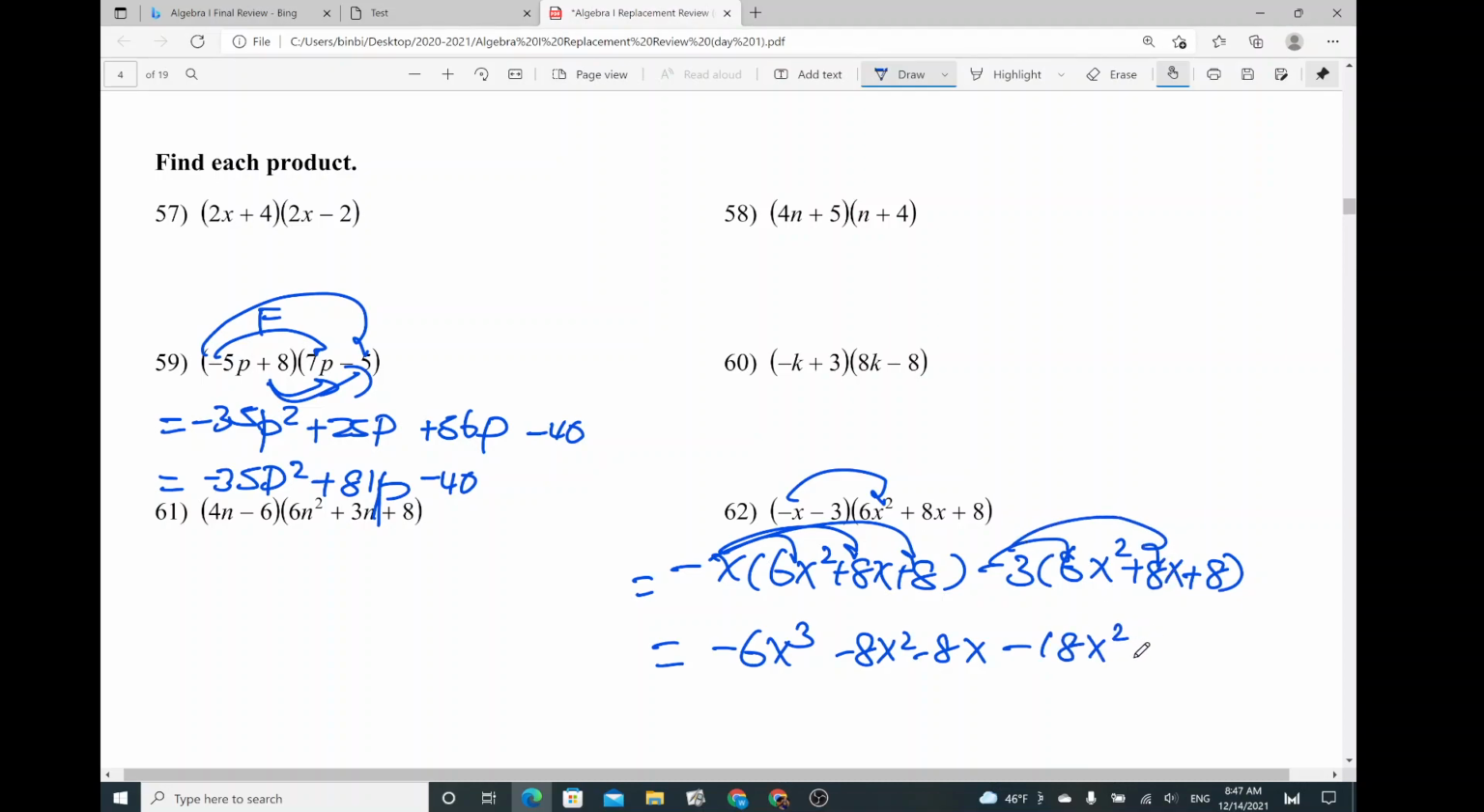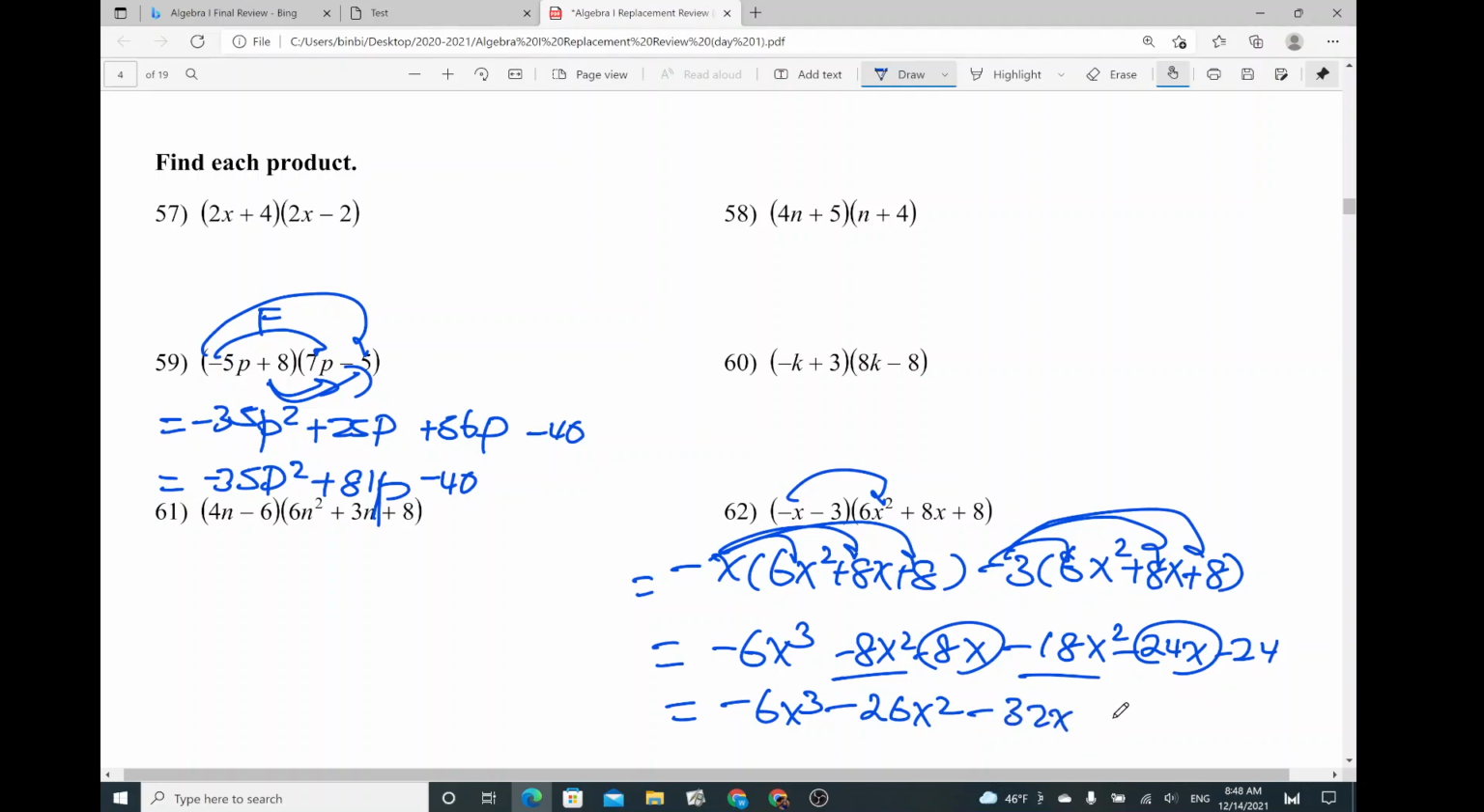Negative 3 times 8x, negative 24x. And then negative 3 times 8, negative 24. And then again, from the greatest power to the least. So negative 6x cubed. Then negative 8x squared, let's find a common term here. Negative 8x squared, negative 18x squared. Combine them, so negative 26x squared. And then negative 8x, negative 24x, which is negative 32x. And then the constant, just bring it down, minus 24. So from the greatest power to the least, it's a quadnomial. It's a cubic quadnomial.